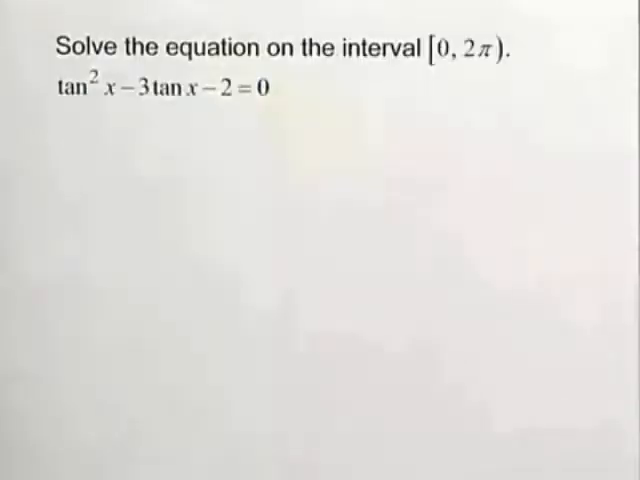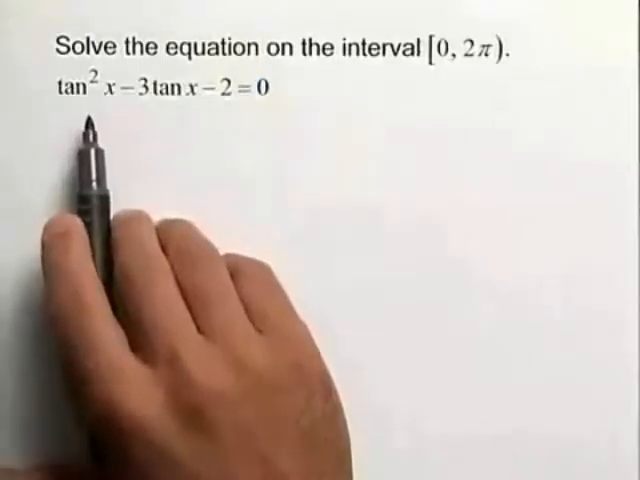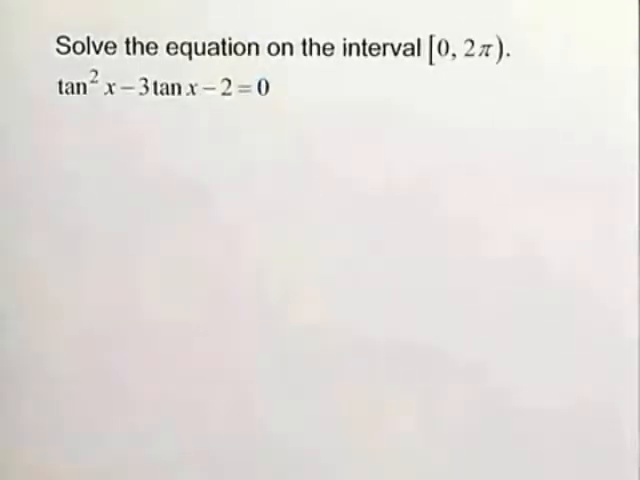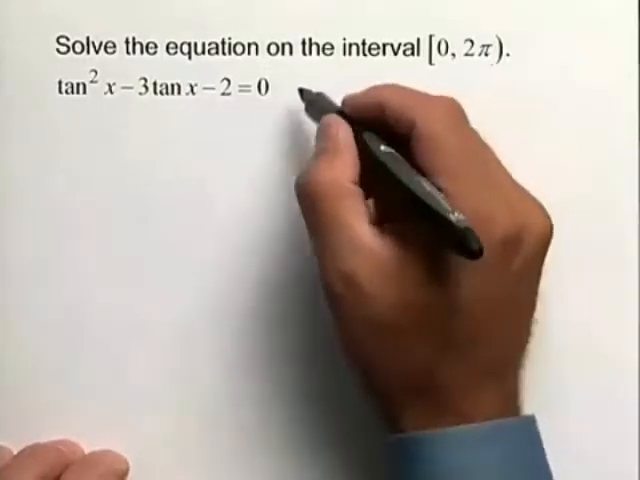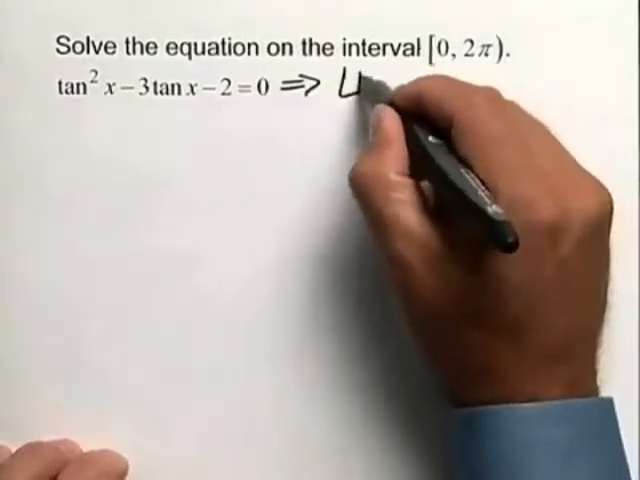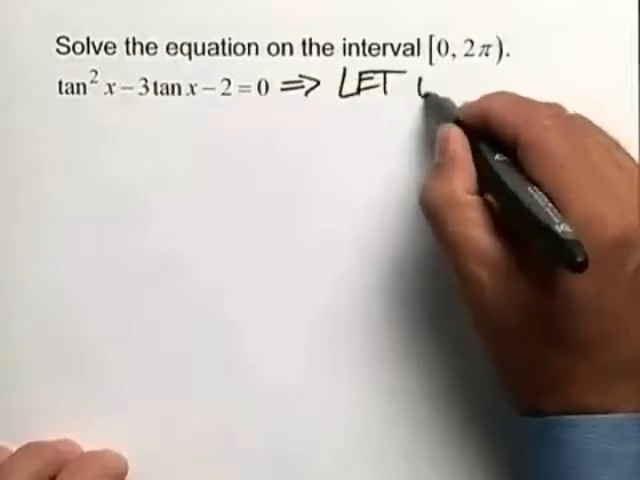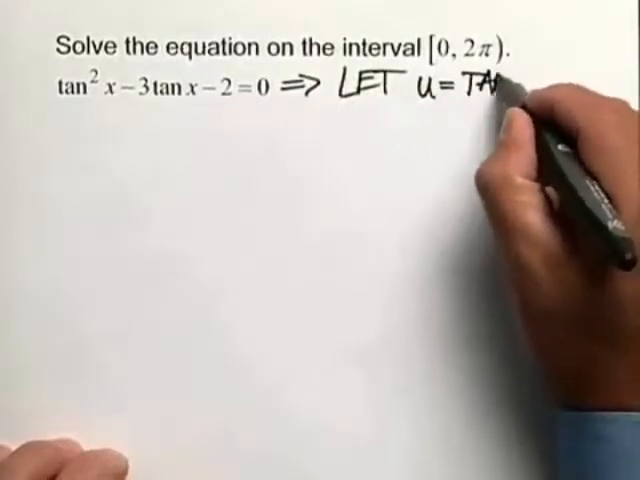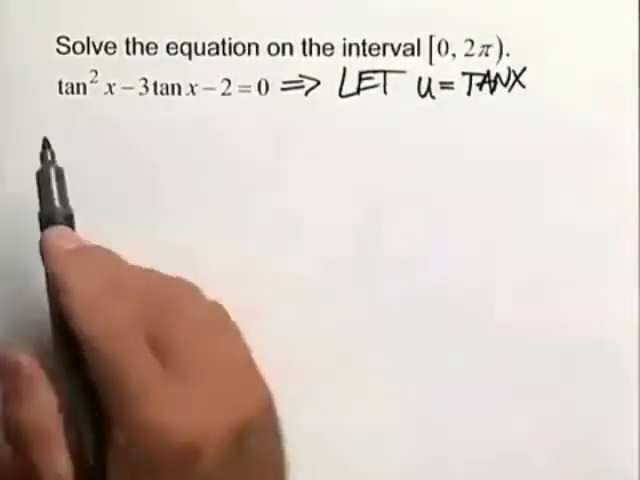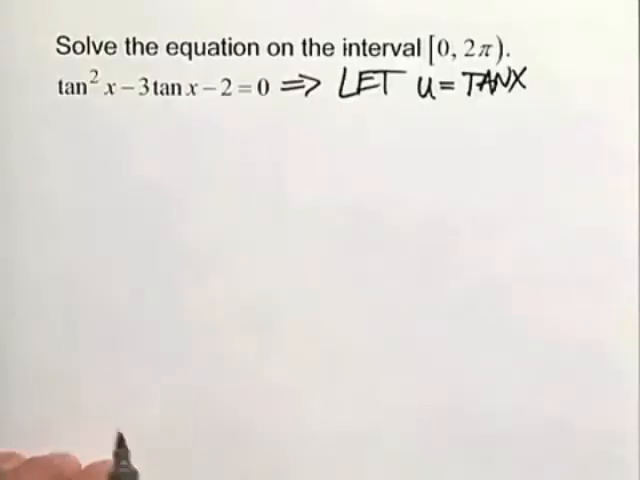Let's solve a trig equation that's quadratic in form. All right, I've got the tangent squared of x minus 3 tangent of x minus 2 equaling 0. We recognize that that is quadratic in form. A pretty good hint here is to make a substitution. Let's let u equal the tangent of x, and so we can replace the tangent of x with u.